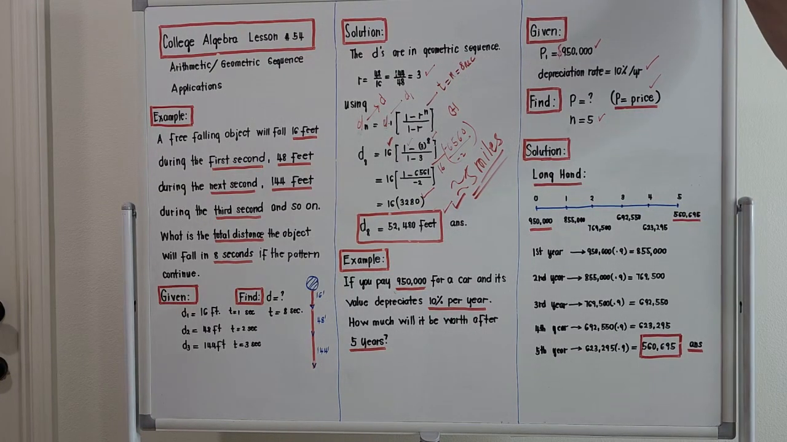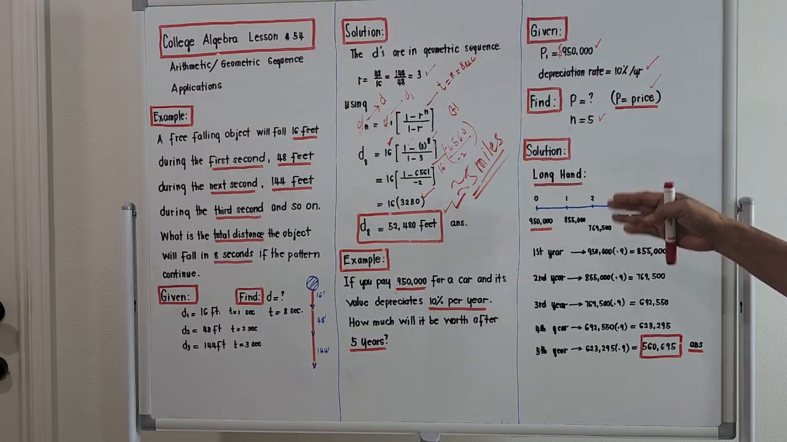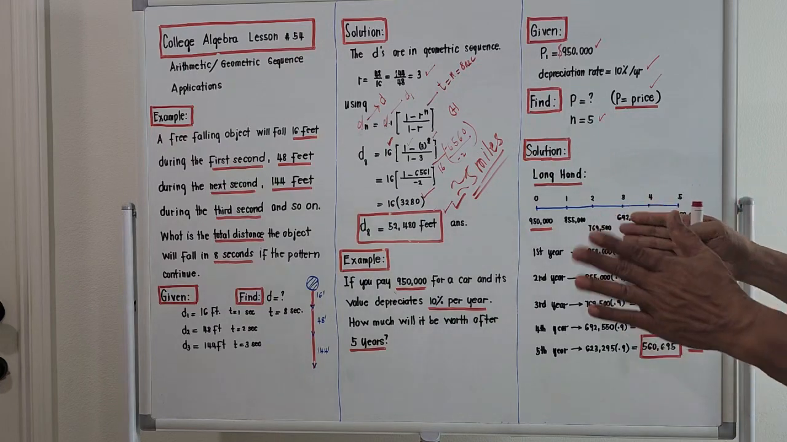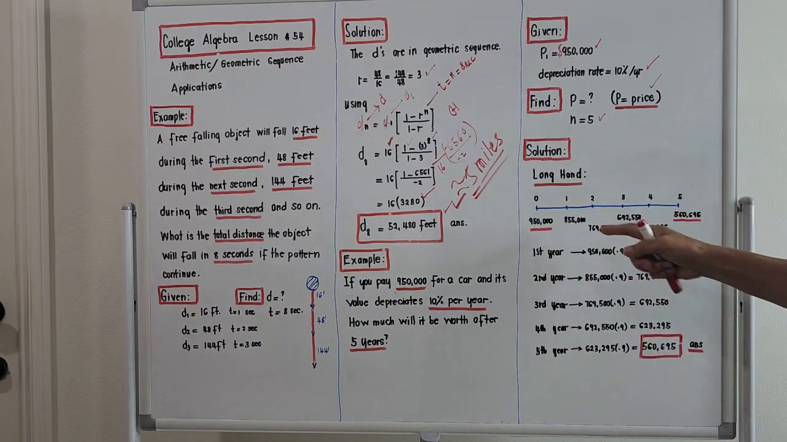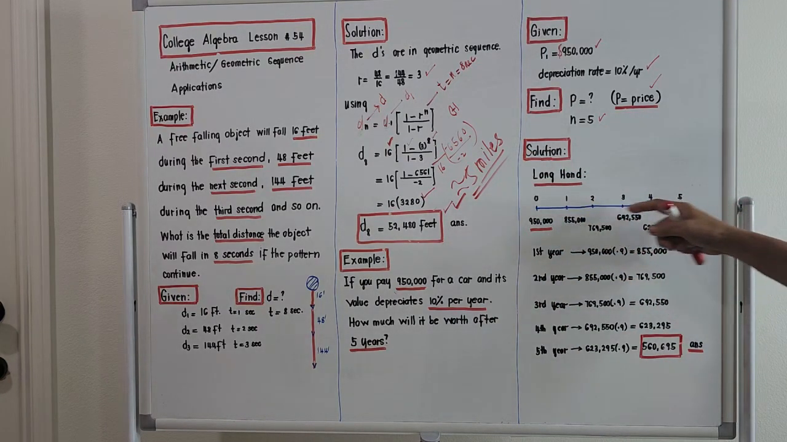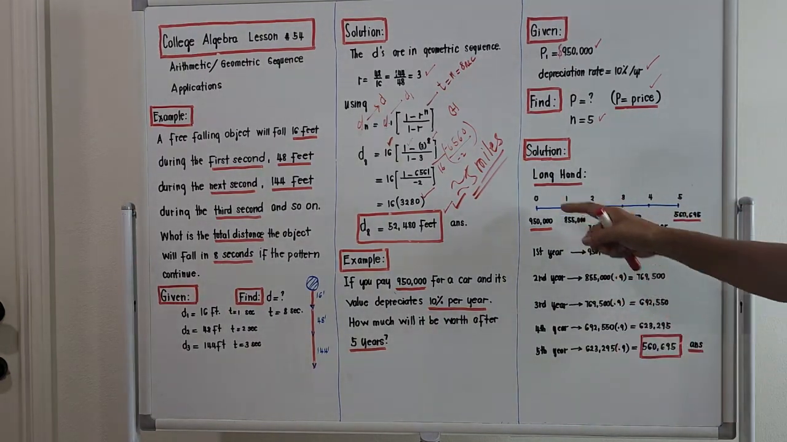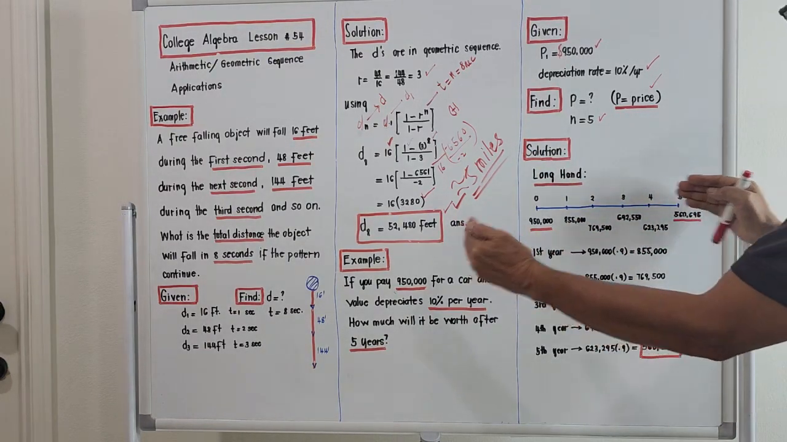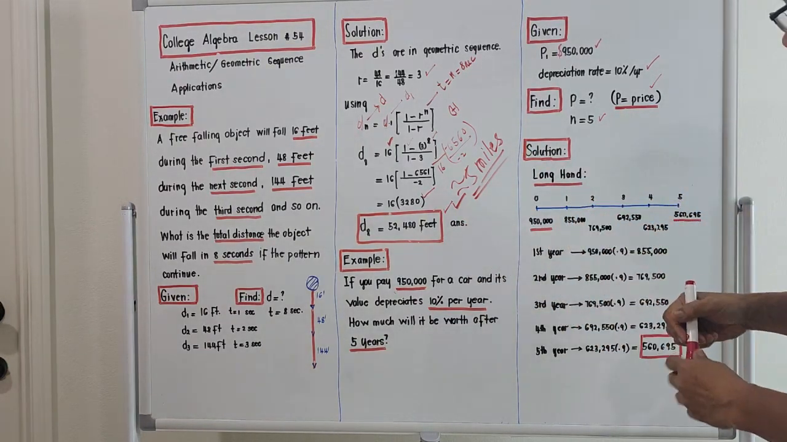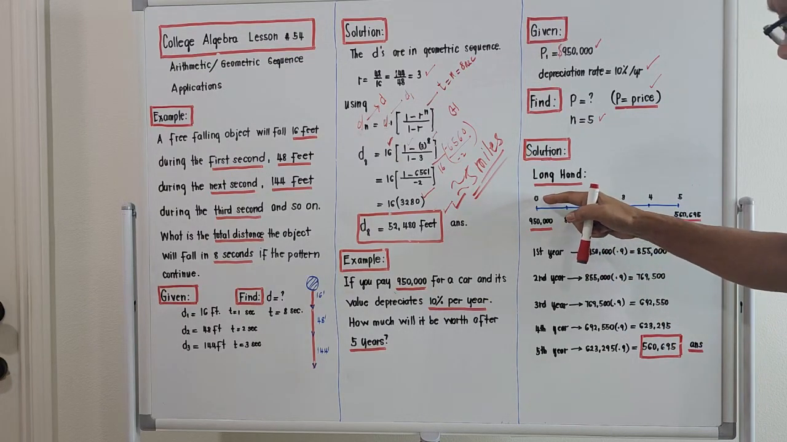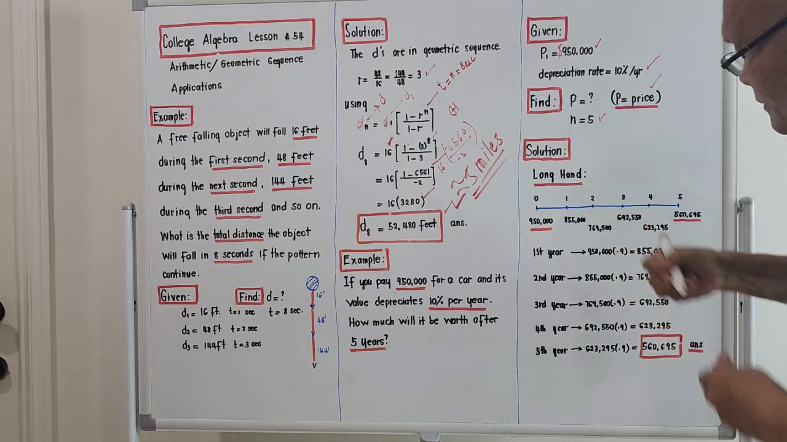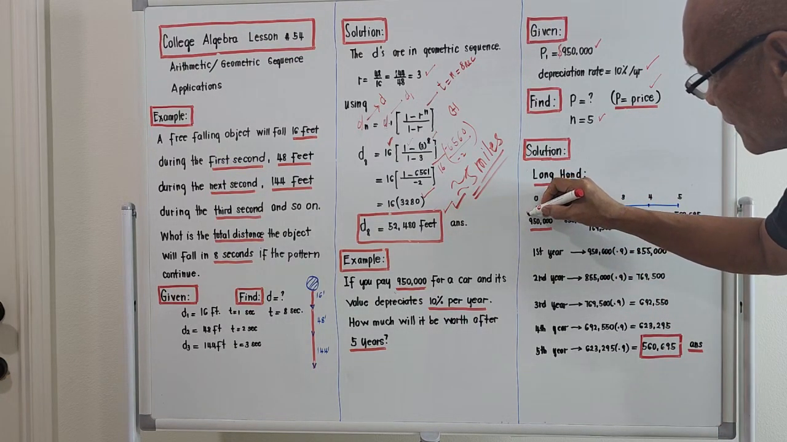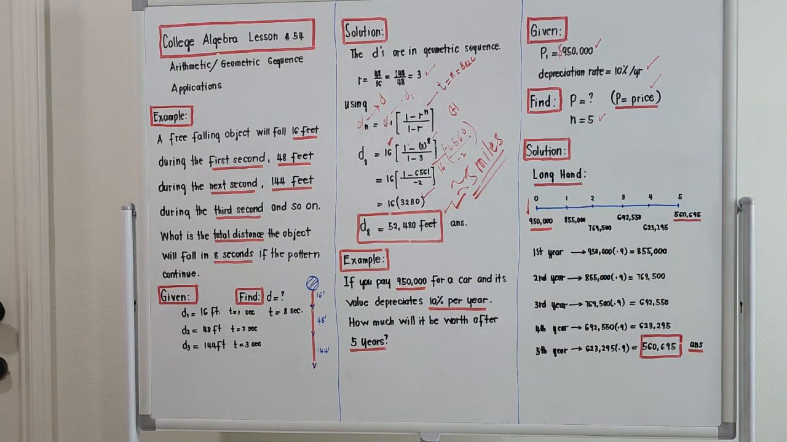Okay, so I will be bringing out the solution, the longhand solution. So actually we could visualize it. So I will be placing a graph over here. Then I will mark this graph 0, 1, 2, 3, 4, 5. These are the number of years. Right? So at time t equal to 0, the price of the car was 950,000.